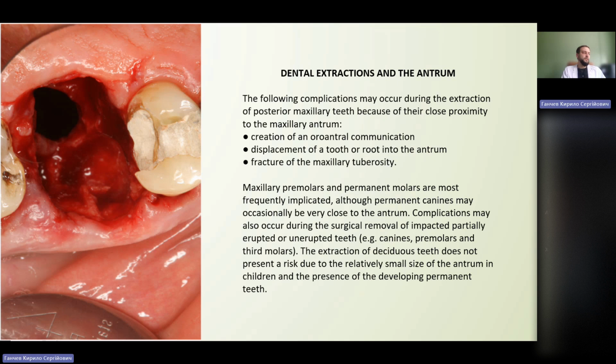What is most needful for you, okay? It is the oroantral communication. A very bad complication after tooth extraction. Very hard complication.